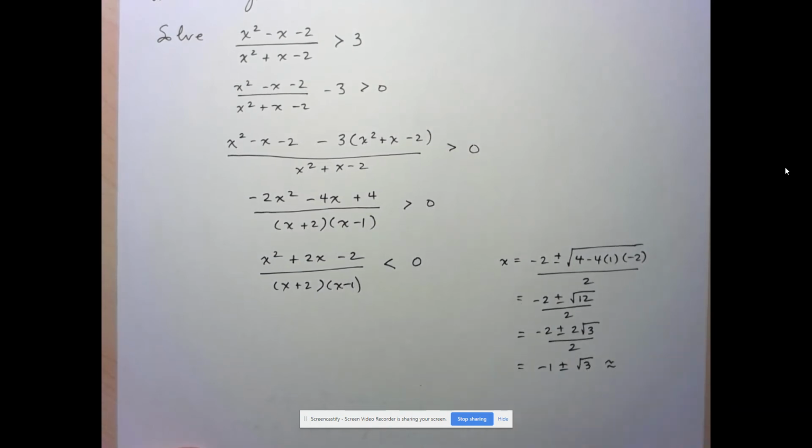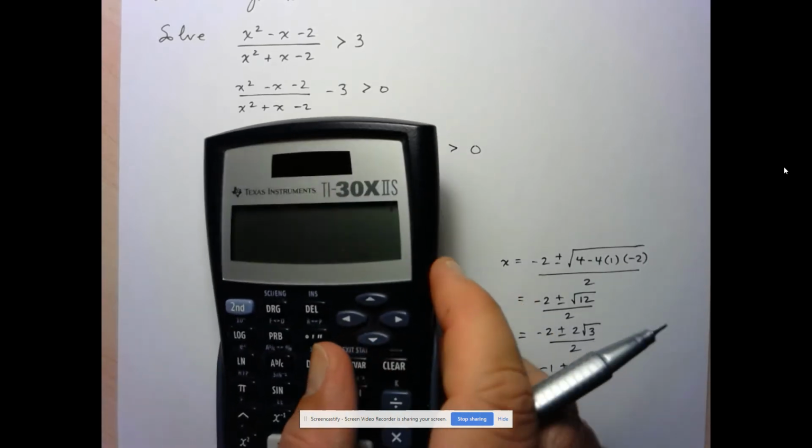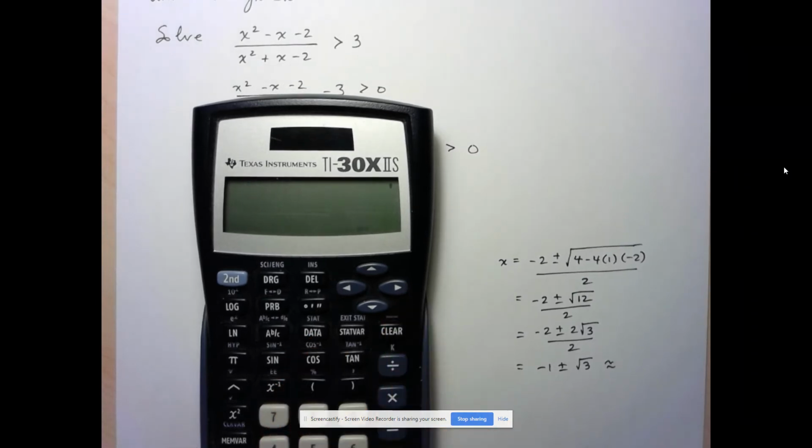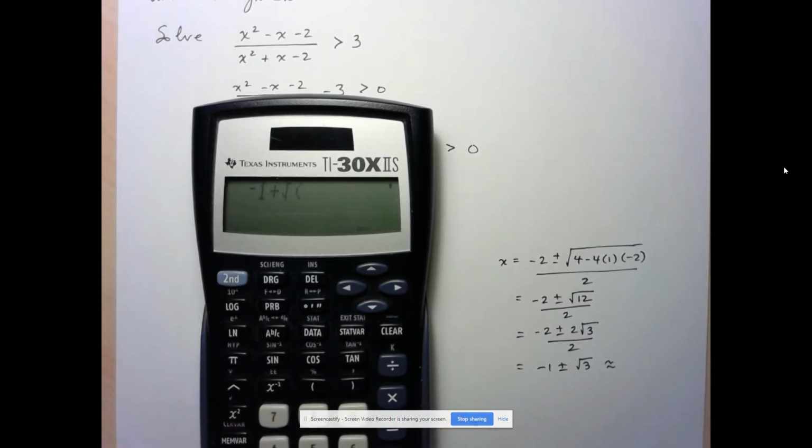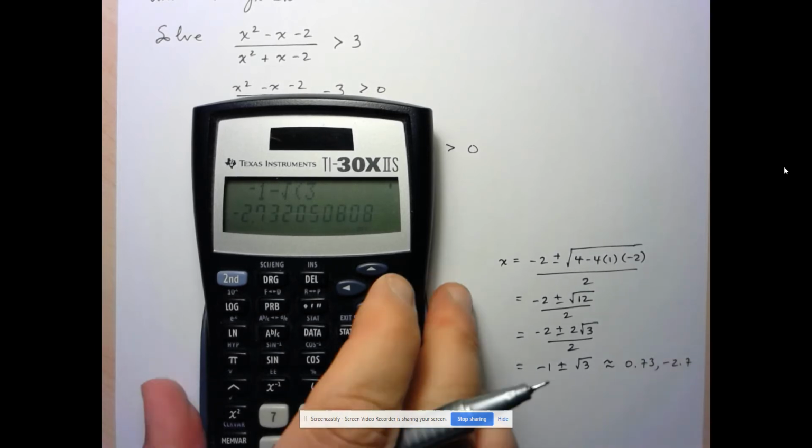Okay, now what I'm going to do is determine approximations for this because I'm going to want to put this on my number line, so I get a sense of what these numbers are. So here we have negative 1 plus square root of 3, and that's about 0.73. And then we've got negative 1 minus square root of 3, and that's about negative 2.7. Okay.